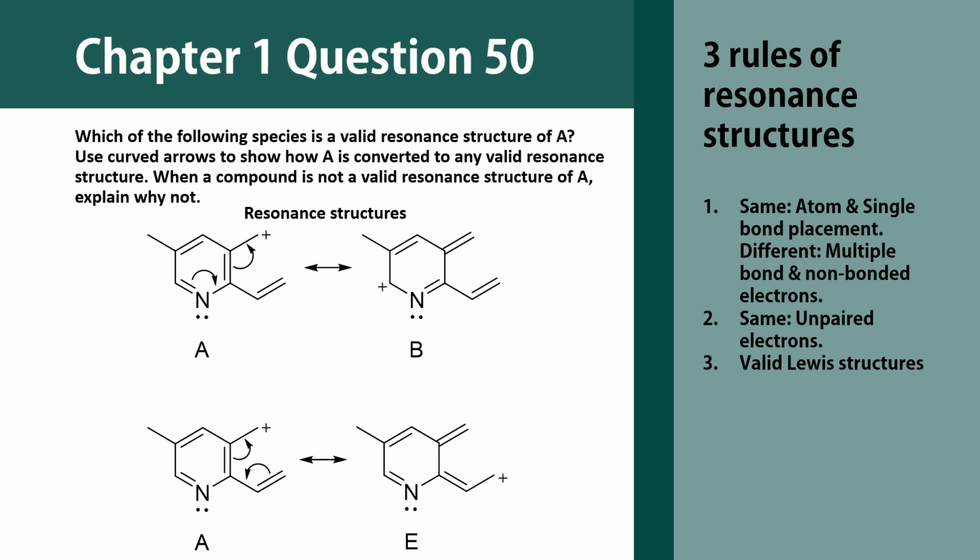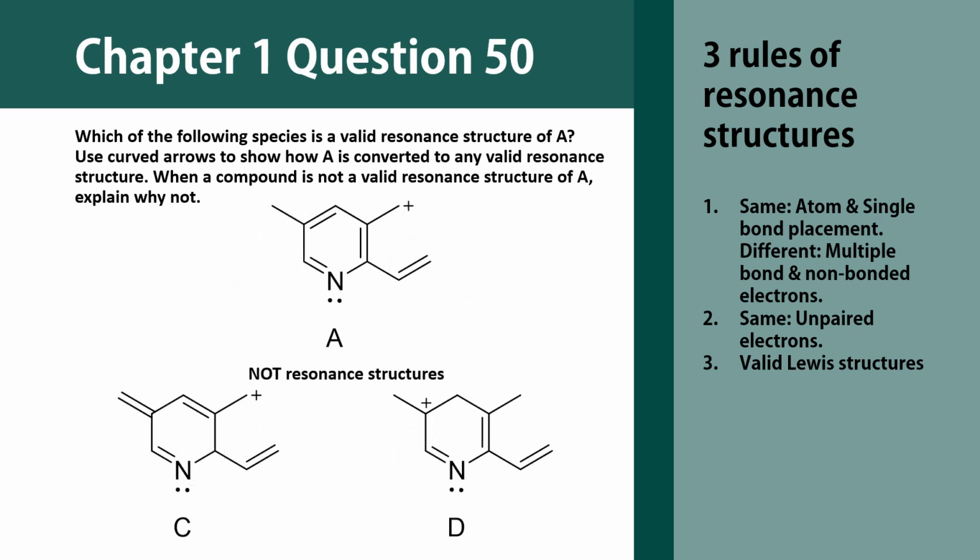For resonance structure A, it can become B or E, which abide by the three rules of resonance structures. Whereas C and D are not resonance structures because, first, C does not have the same atom placement, while D shares the same trait, where there are extra two hydrogens in structure D.